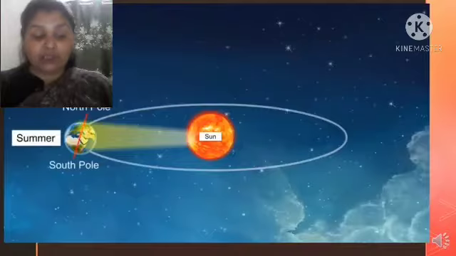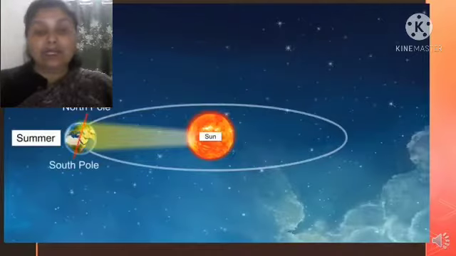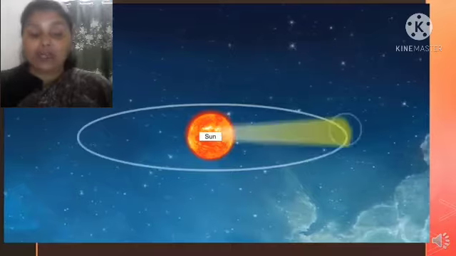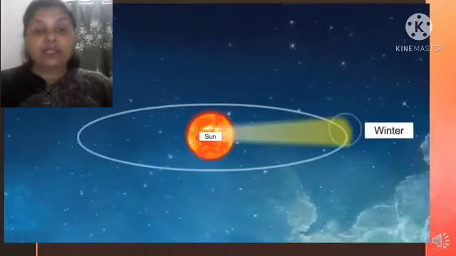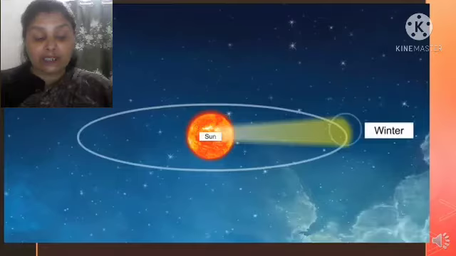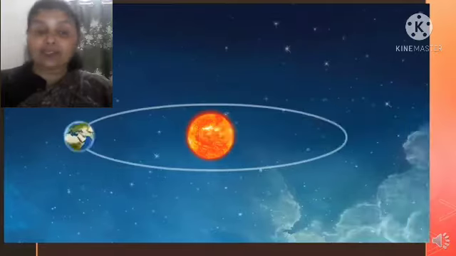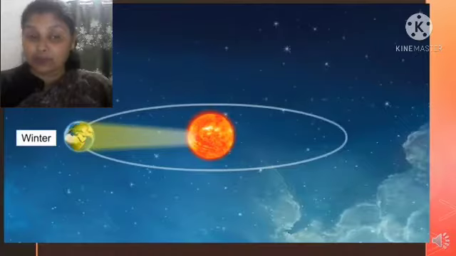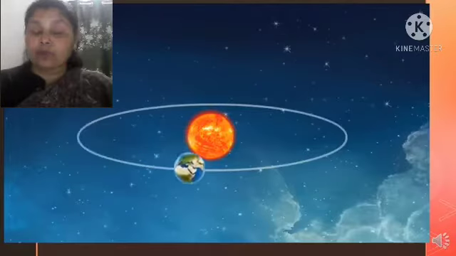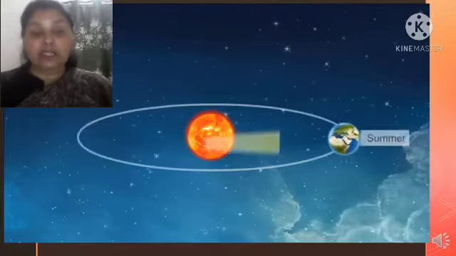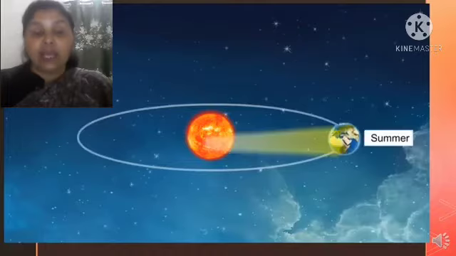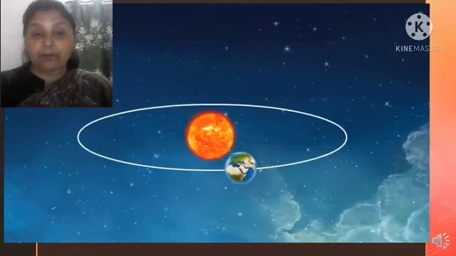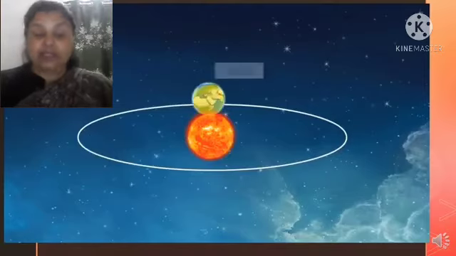Rotation is the spinning movement of the Earth on its own axis, and it takes 24 hours or 1 day to complete one rotation, and rotation causes day and night. Then second part is revolution. Revolution is the movement of the Earth around the Sun in its own orbit, and it takes 365 days and 6 hours to complete one revolution, and revolution causes seasons.